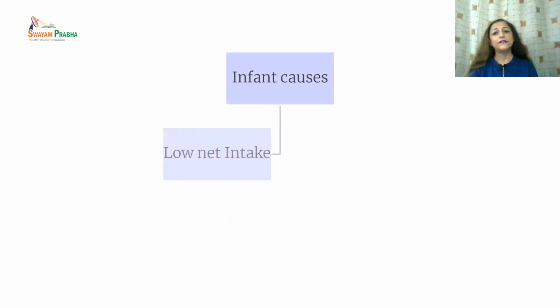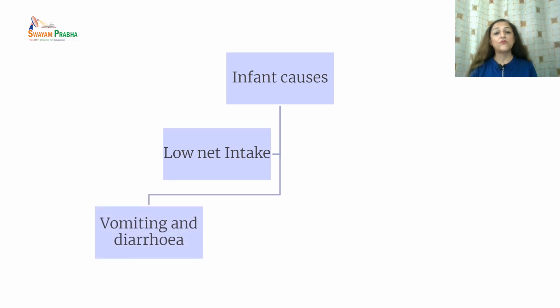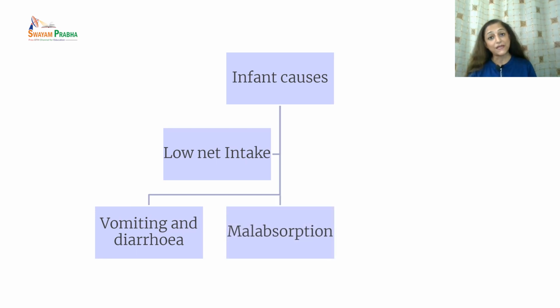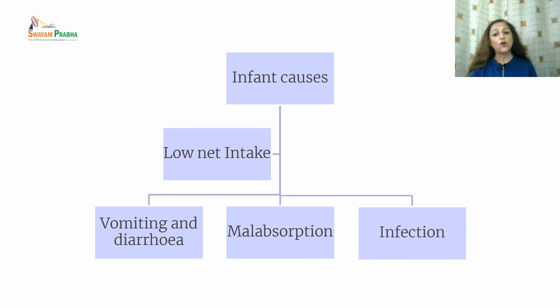Another cause could be low net intake by the infant. This could be because of vomiting or diarrhea. That means the child either is not taking a sufficient amount of milk, or if he has taken it, because of vomiting and diarrhea he is unable to digest it. Along with that, there could be malabsorption of certain nutrients or certain kinds of infections. They can all cause serious problems with the infant's growth.